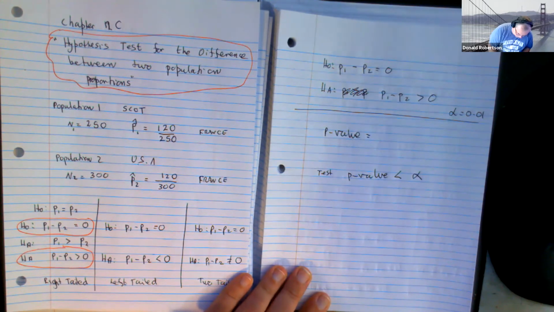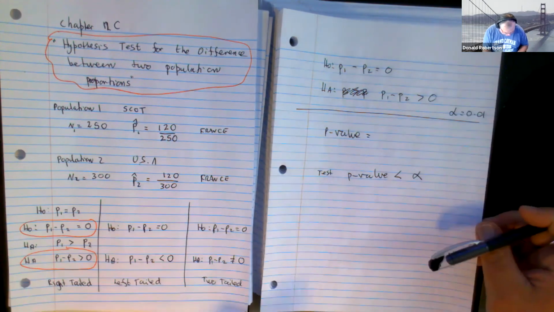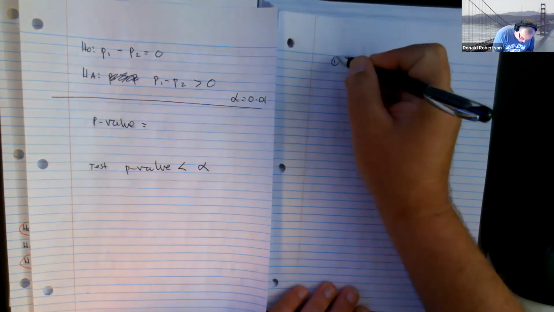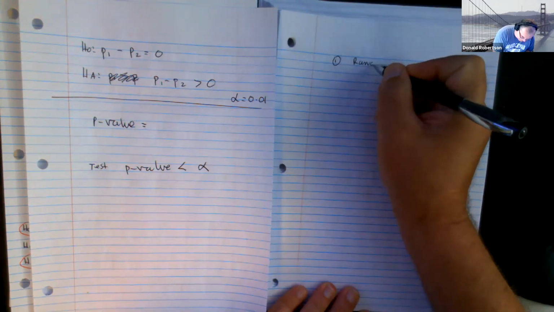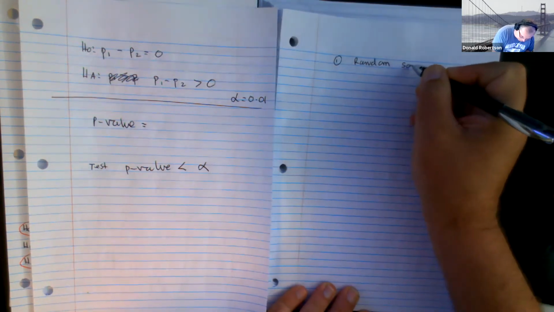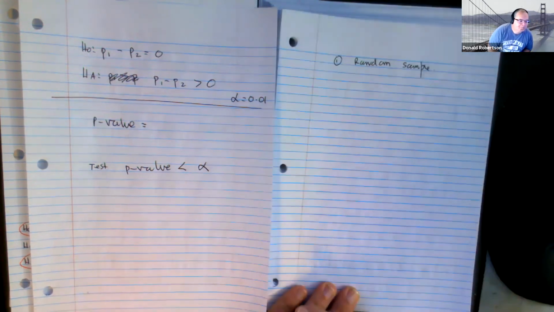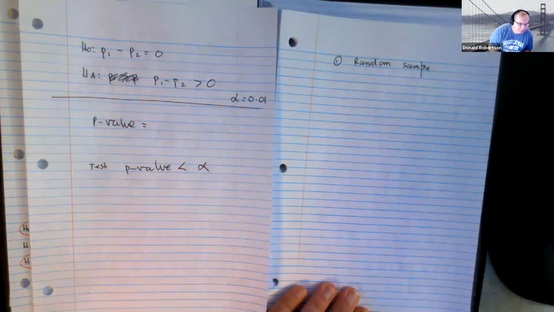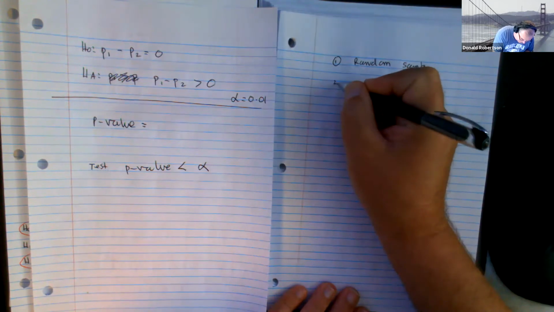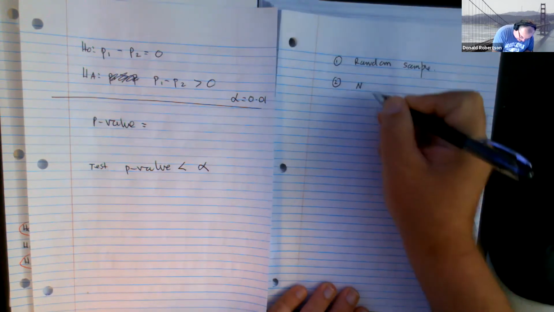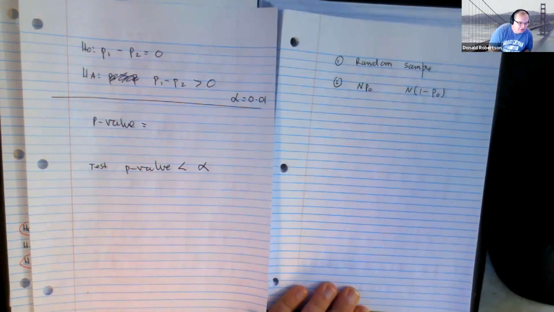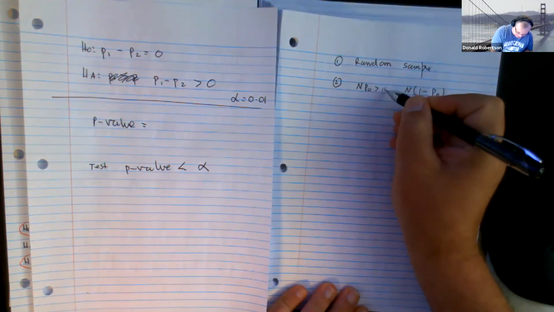There's only one last thing to talk about, and then we'll actually start doing these questions. And that is the conditions. You say, what do you mean the conditions? Well, two major ones that at least they're concerned about. Shouldn't all the samples be random? The sample of Scots should be a nice random sample, and so should the American one. And remember N P naught and N times 1 minus P naught? Don't they have to both be bigger than 10?